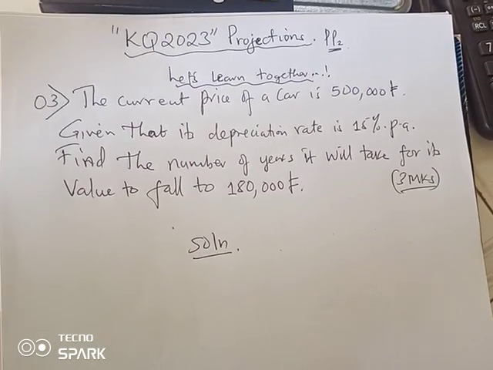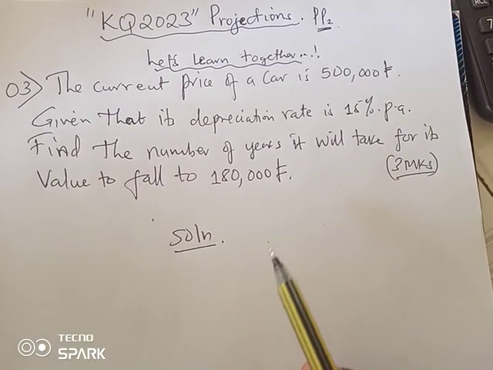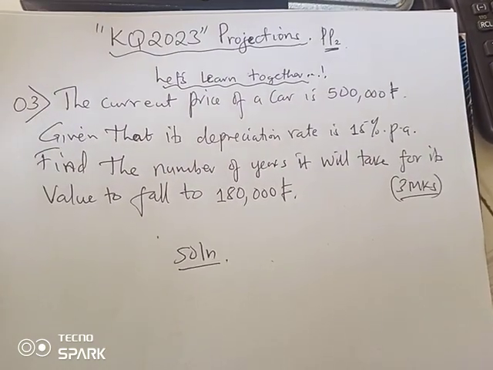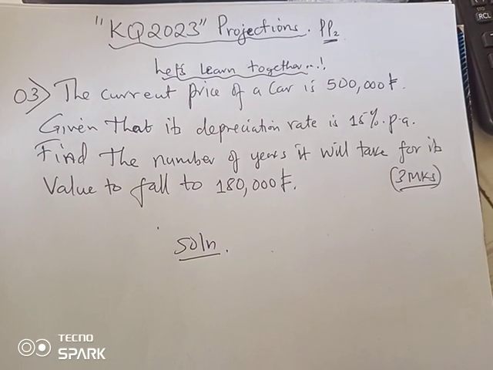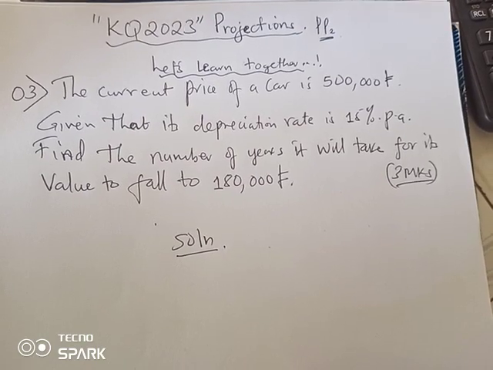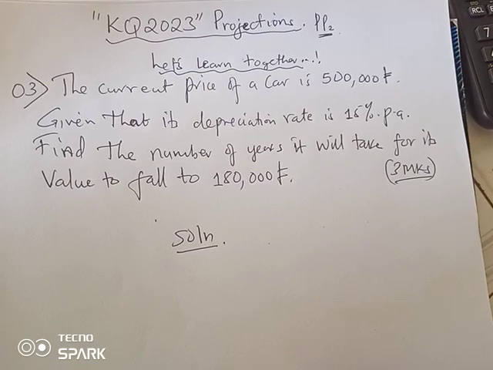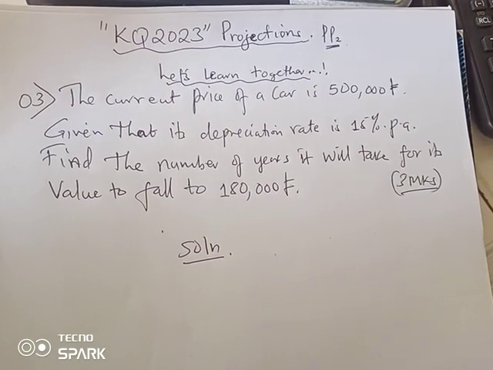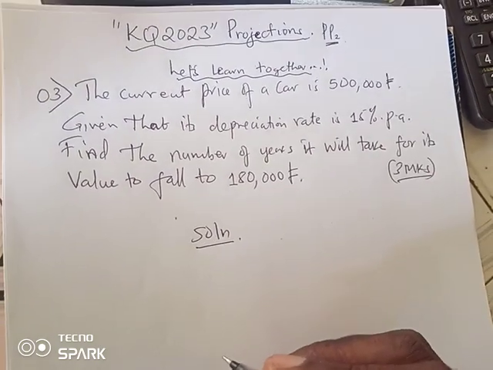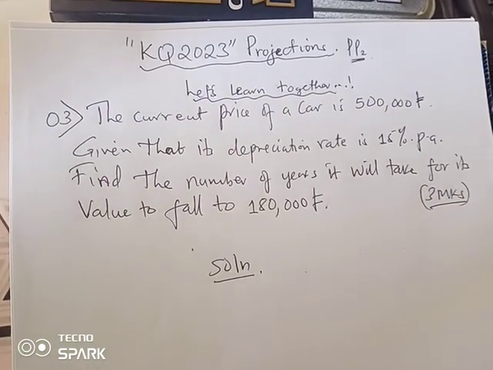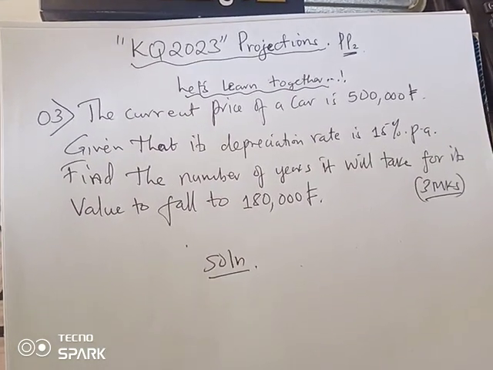So at question 3, the question reads, the current price of a car is 500,000 shillings. Given that its depreciation rate is 15% per annum, find the number of years it will take for its value to fall to 180,000 shillings. So that is depreciation under commercial arithmetics in Form 3. So solution without wastage of time. Guys, let's take time to understand the question and be able to appropriately solve it.